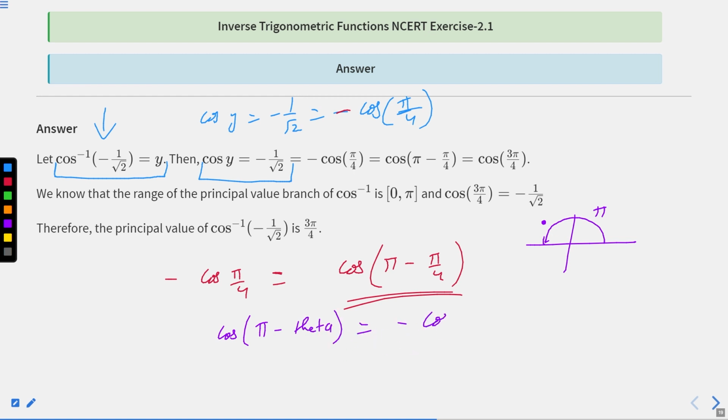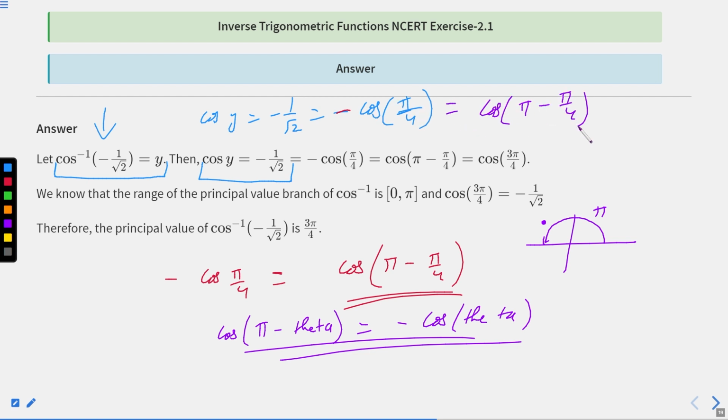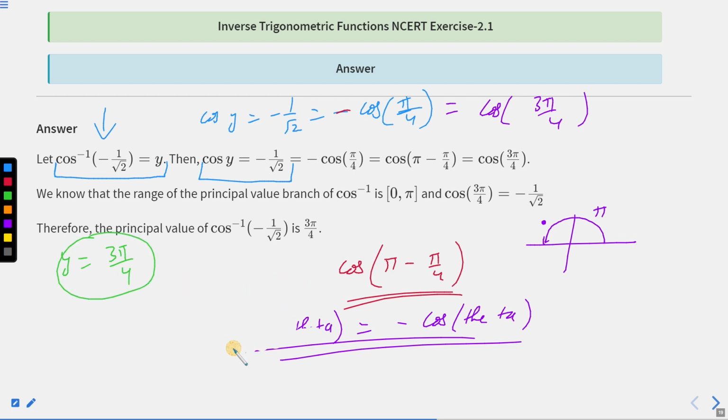Always remember this. So from this I can say that minus of cos pi by 4 is equal to cos of pi minus pi by 4, and after simplifying this, what you will get is 3 pi by 4, and now I can say that y can be 3 pi by 4, and we need to verify whether this value of y belongs to the principal value branch.